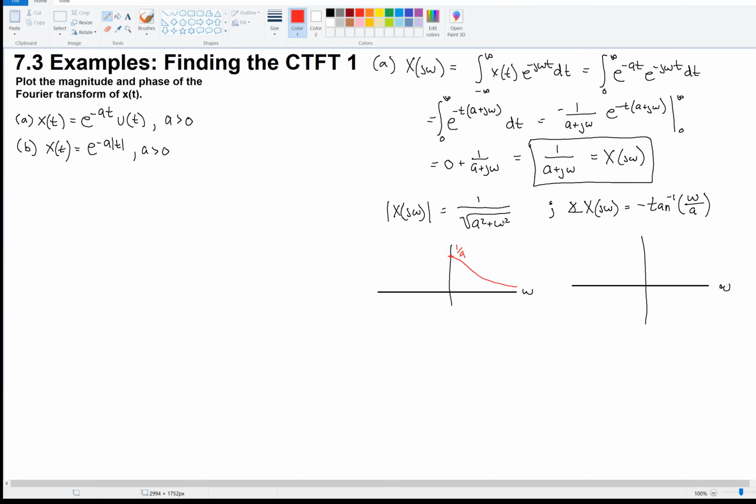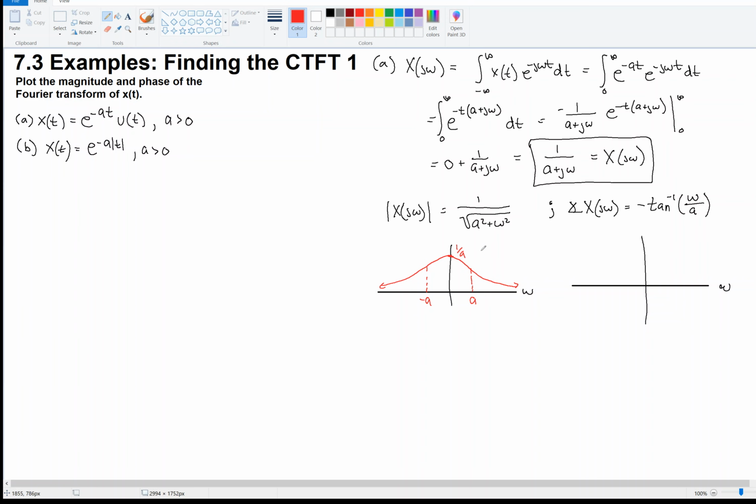And when omega goes to minus infinity, because of the square, we still go to 0 like this. That's an even function of omega, right? And I do want to point out something here. When omega is equal to a or minus a, since this is an even function, when you plug in a for omega, you get 1 over the square root of 2a squared. So you can pull out the a, and you get 1 over root 2 times 1 over a.